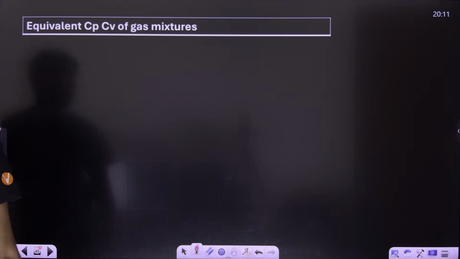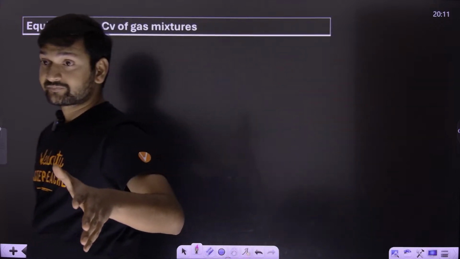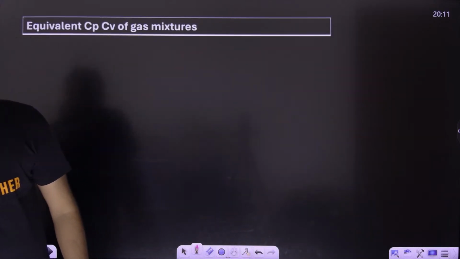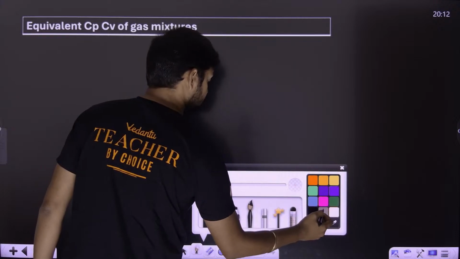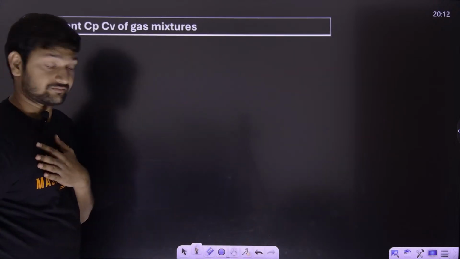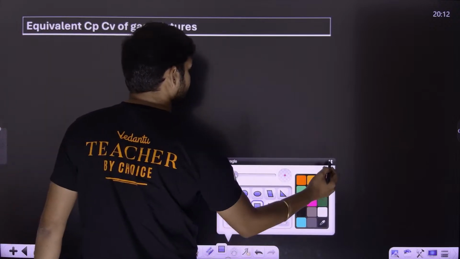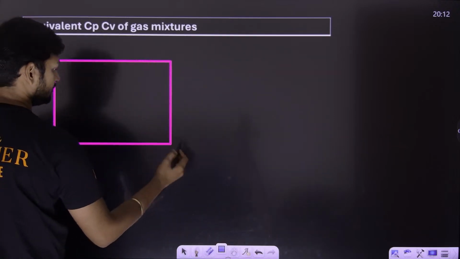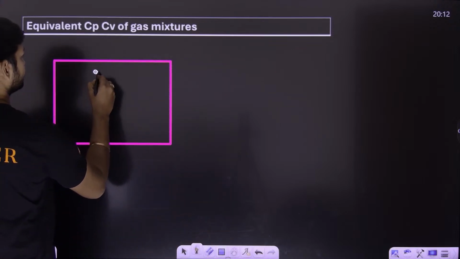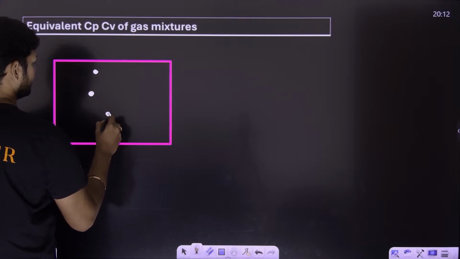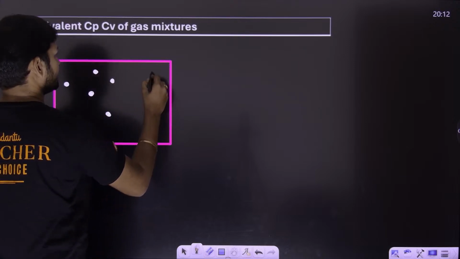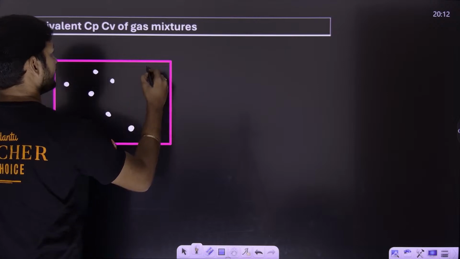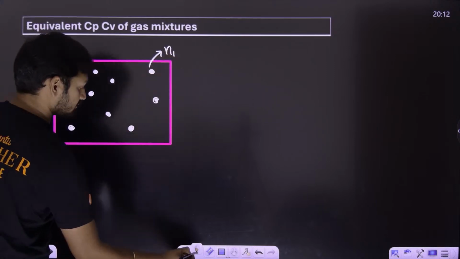Now, the equivalent CPs and equivalent CVs for the mixtures. First, I'll talk about CV. Is it mandatory that in the container you should always have the same type of gas? No, right? There can be different gases. For example, we have one gas which is like this, and this gas has some N1 moles.